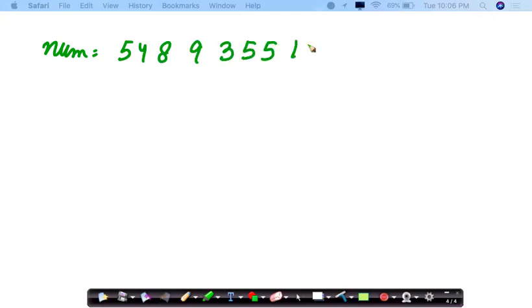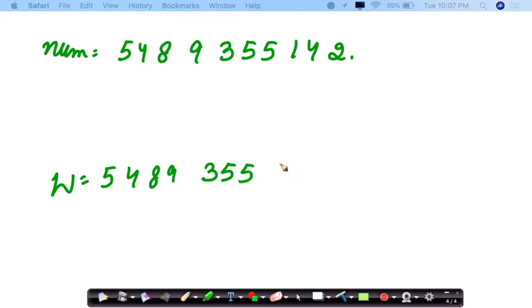Let's take a new page. So our original number was 54893555142. And the fourth smallest wonderful integer that we want to have is 54893555421. This is our fourth smallest wonderful integer that we want. Now we want to find the minimum number of swaps that are required to make this original number equal to this fourth smallest wonderful integer.